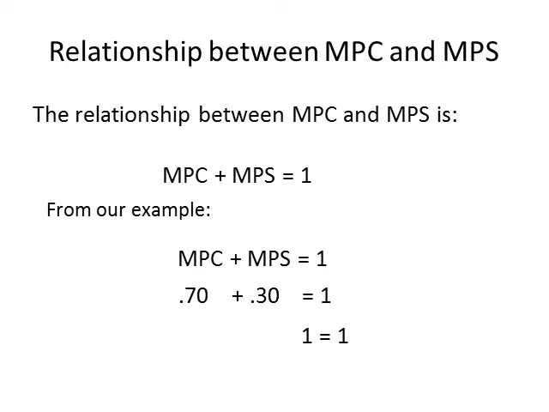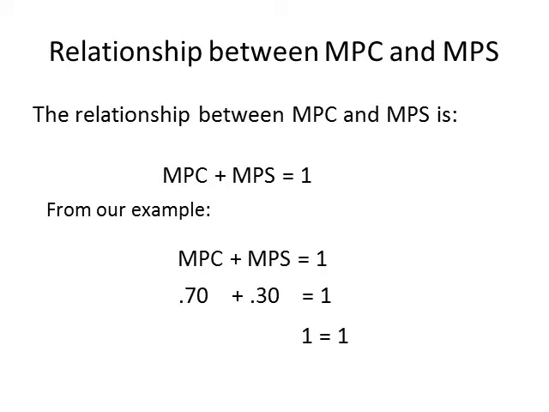And so, for example, we might have the marginal propensity to consume being 0.70 and the marginal propensity to save 0.30, and if we added those two together, we'd end up with them being equal to 1. The reason for this relationship is that if we go back to the definitions of both the marginal propensity to consume and the marginal propensity to save, what we're really saying is how much of an additional dollar does a person spend or save.